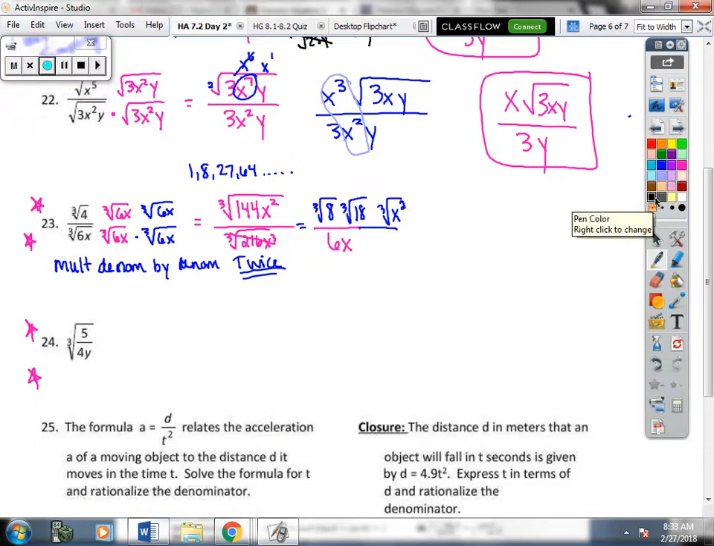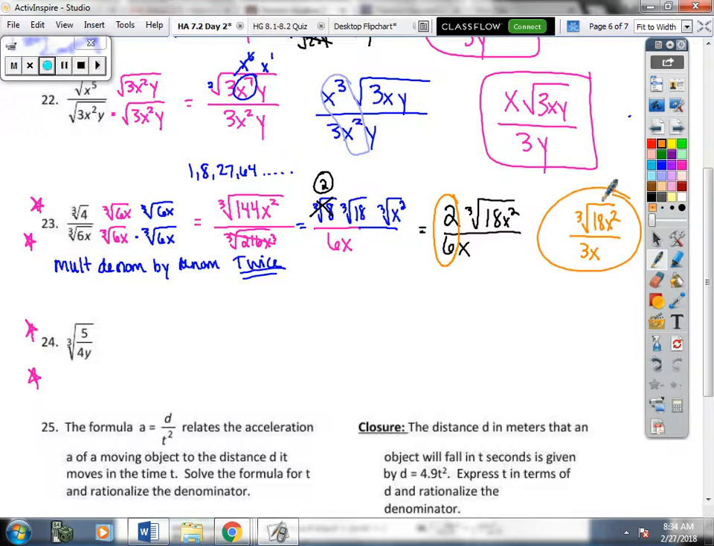Take your perfect cube, the cube root of 8 is 2. So now I have 2 times the cube root of 18x squared all over 6x. So close, but not complete until we have nothing left that can be simplified. The two outside numbers, 2/6, as a fraction, are both divisible by 2. So this would become 1/3, or just the cube root of 18x squared over 3x. But if you'd like to put the 1 there, you most certainly can.